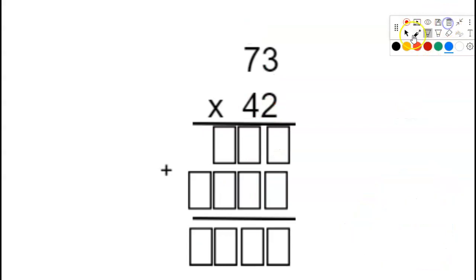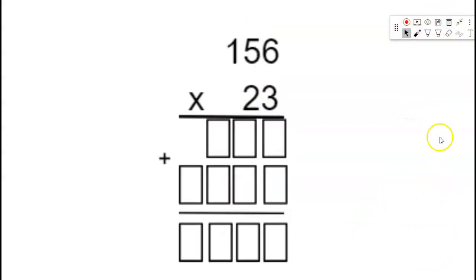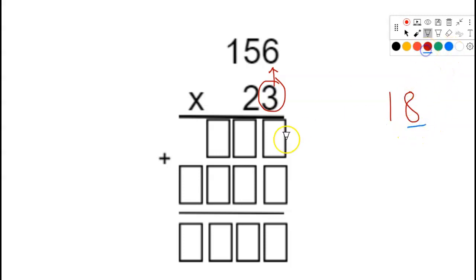All right, guys, one more. This time we have 3 digits on the top and 2 digits on the bottom. We're going to follow the same steps. Start with my 3. 3 times 6 equals 18. So I put my first digit down here, and I carry the second one up to the top over here.